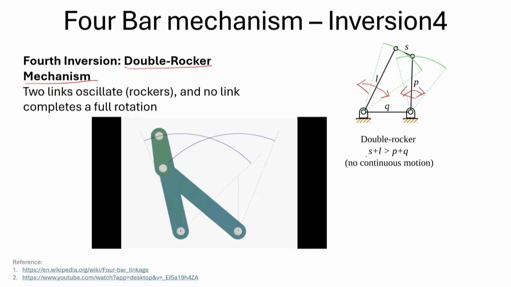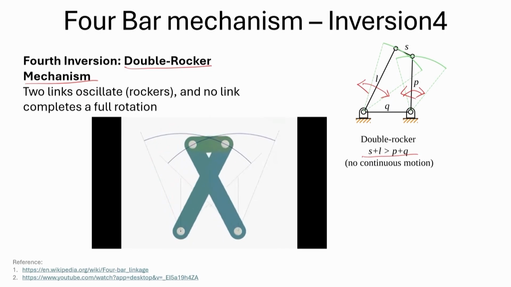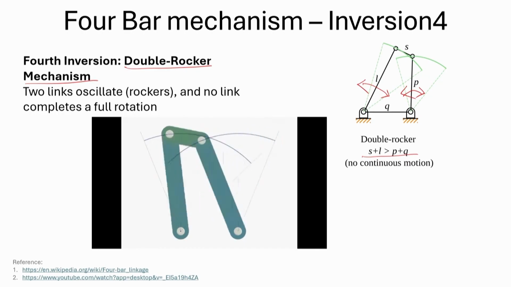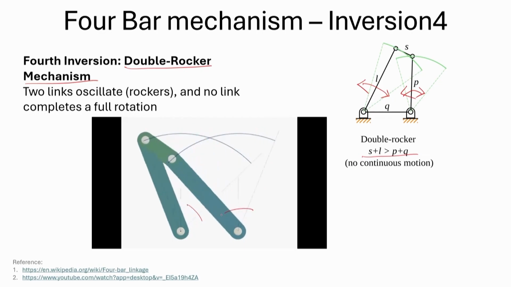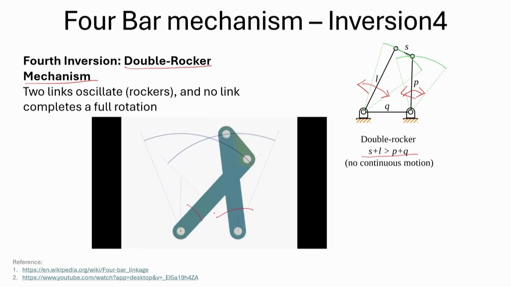The condition of a double rocker is that S plus L has to be greater than P plus Q. So, you will not get any full rotation in such a system. You can see how such a system can work. Essentially both these links have an oscillatory motion. So, that is inversion 4 of the system.